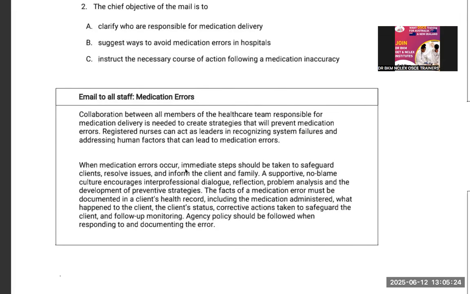So please understand that overall this paragraph is talking about immediate steps should be taken by the staff, the medication error must be documented by the staff, and all these things. Agency policy should be followed when responding to and documenting the error, and you have to follow this. So overall, the paragraph is giving information to staff, to the nurses, that if there is a medication error, you should safeguard clients, you should do this, you should do that, the medication error must be documented. So the information is beginning.